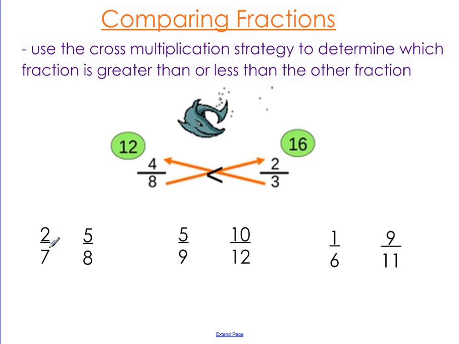Now let's try some examples. Cross multiplying. 7 times 5 is 35, so really little. I'm going to write 35 up here in the corner. And then I'm going to cross multiply 8 times 2, which is 16. And I'm going to write that very small here in this corner. And now I compare 35 and 16, and I know that 16 is less than 35. So 2/7 is less than 5/8.